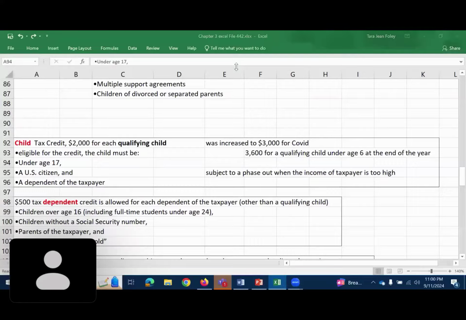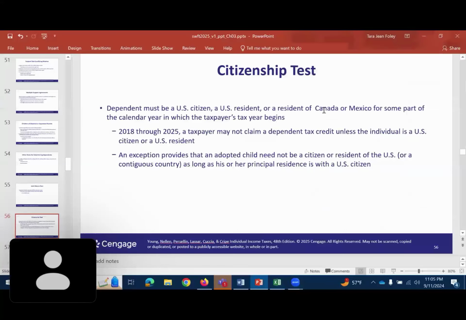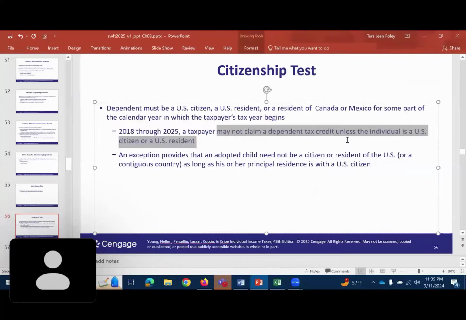But an employer is required to take taxes out of everybody's check. So the reason why they're filing the tax return is to get a refund for all the taxes that their employer took out of their check. They didn't owe anything, but the money was taken out of their check because that's what an employer has to do. Citizen test. The dependent must be a citizen, a U.S. resident, or a resident of Canada or Mexico. Between 2018 and 2025, they may not claim a dependent tax credit unless the individual is a U.S.